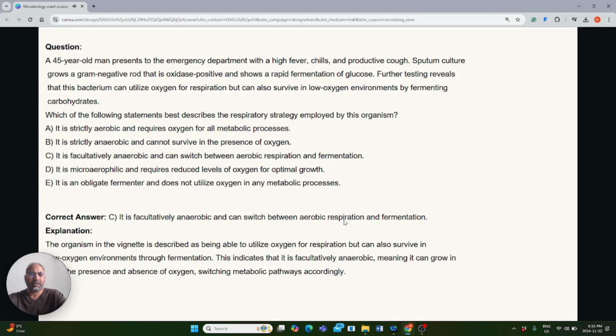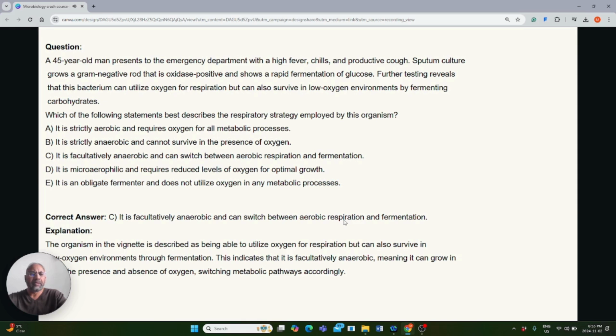So we have the correct answer as C: it is facultatively anaerobic and can switch between aerobic respiration and fermentation. So this is our answer here. The organism in the vignette is described as being able to utilize oxygen but can also survive in low oxygen environments. This indicates that it is facultatively anaerobic, meaning it can grow in the presence of oxygen as well as in the absence of oxygen.